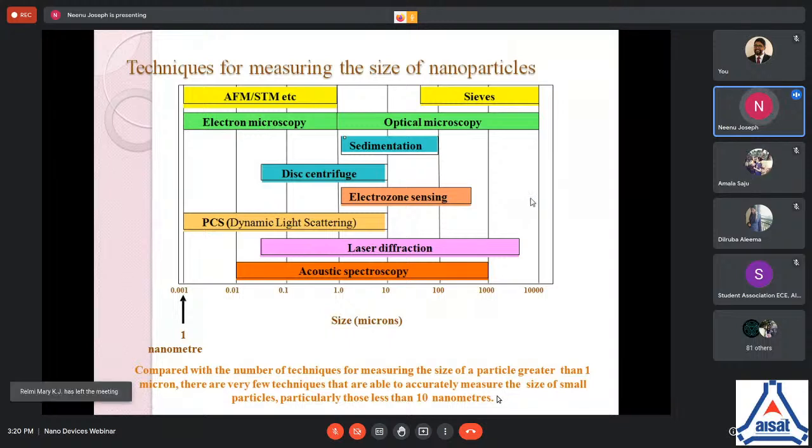Techniques for measuring the size of nanoparticles include AFM or STM, the atomic force microscope or scanning tunneling microscope. There are a lot of microscopes available in nanotechnology, partitioned into two types, electron microscopy and optical microscopy. Other techniques include sedimentation, disk centrifuge, electrical sensing, PCS, dynamic light scattering, laser diffraction and acoustic spectroscopy.